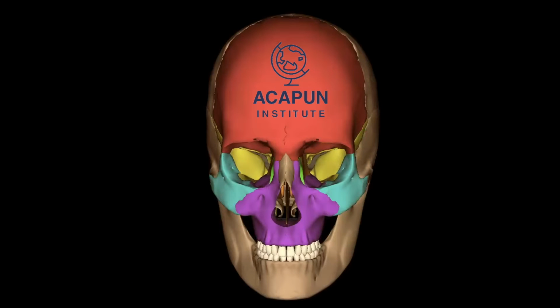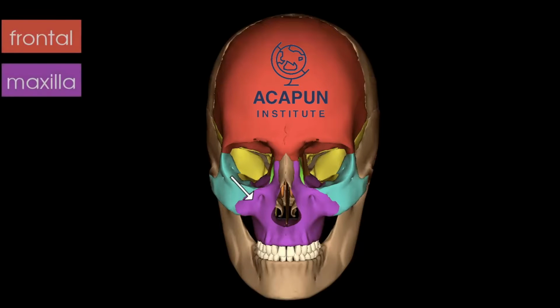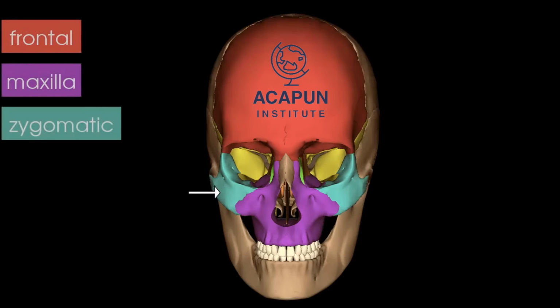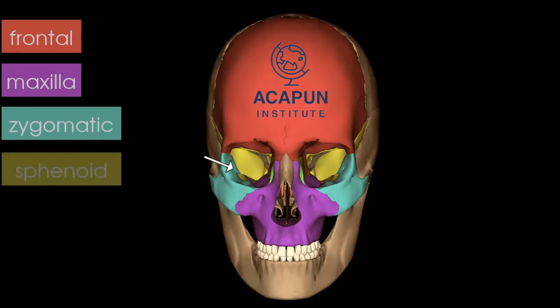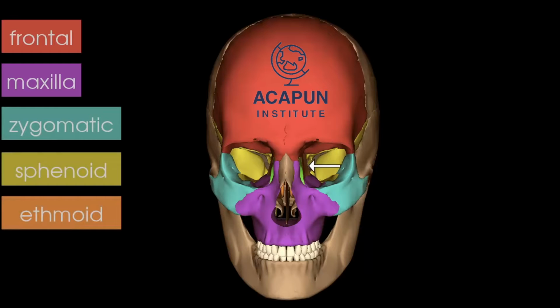The boundaries of the orbit are formed by 7 bones. From this anterior view, you can see the frontal bone in red, the maxilla in purple, the zygomatic bone in light blue, the sphenoid bone posteriorly in yellow, and the ethmoid bone in orange.